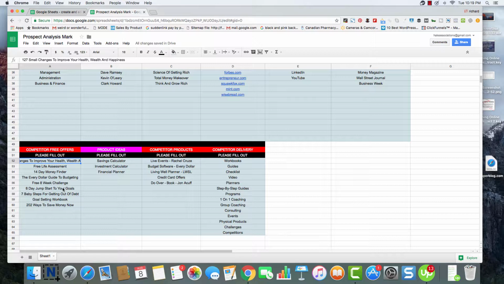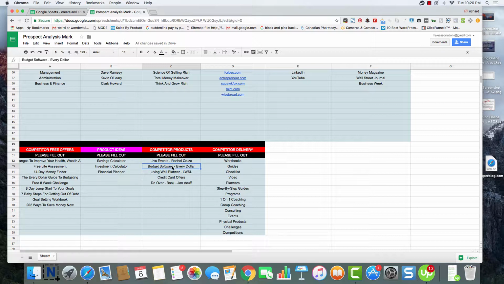But when you break it down, if your offer can solve a problem, you can have a good, successful, irresistible offer with that. You sure want to work with the copy, but there's a lot of different things. We saw a free life assessment in this example. We saw a 14-day money finder. So we saw tools, we saw guides, workbooks. There's a lot of different things that our competitors are using to deliver their free offers and to also deliver products. We looked at Rachel Cruz and how she's doing live events.